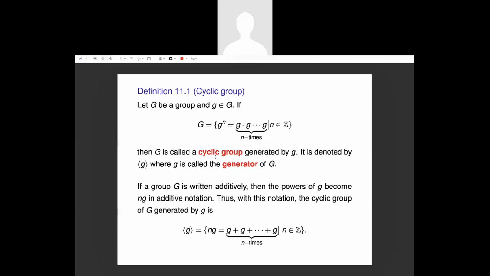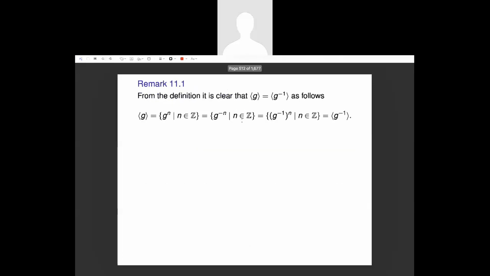Simply, in multiplication we write g to the power n. If a group G is written additively, then the power g to the n becomes ng, as we add g n times. So under addition this is the notation, and under multiplication we write it the other way. From the definition, it is clear that if G is generated by g, then it is also generated by g inverse, since g to the power n is the same as g inverse to the power negative n, where n is an element of Z. So this is generated by g inverse also.